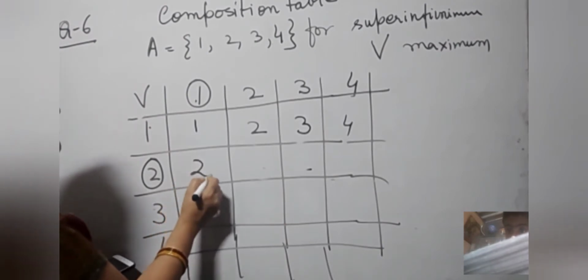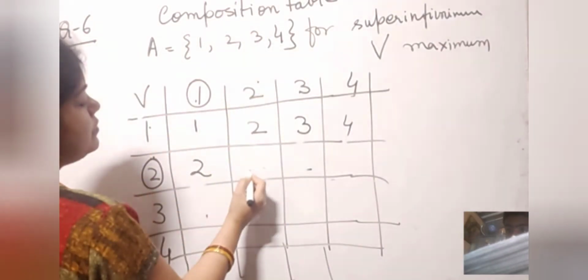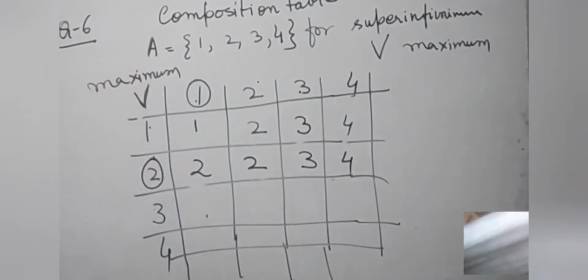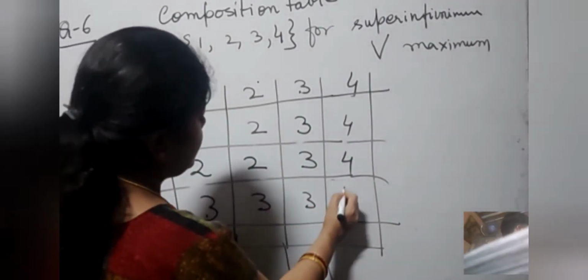2, then 2 and 2, 2, then 2 and 3, then 2 and 4, 4. Remember, supremum means maximum and the symbol is this V. Then 3 and 1 gives 3, then 3, then 3, then 4, similarly 4, 4, 4 and 4. In this way you can make the composition tables.